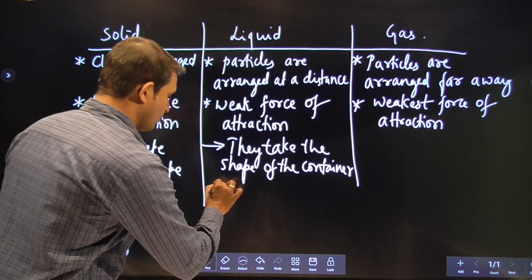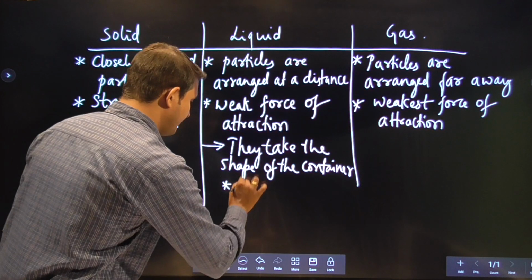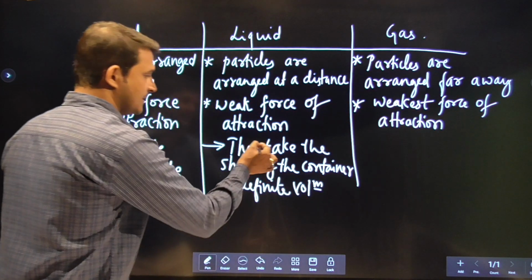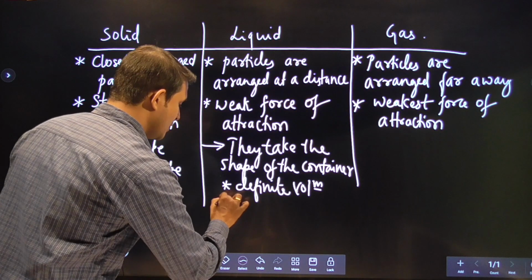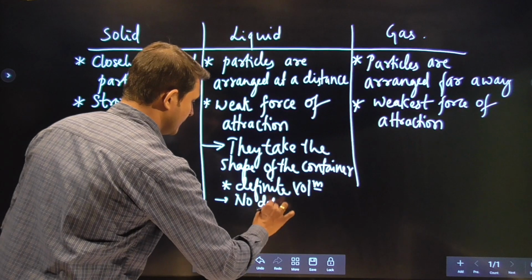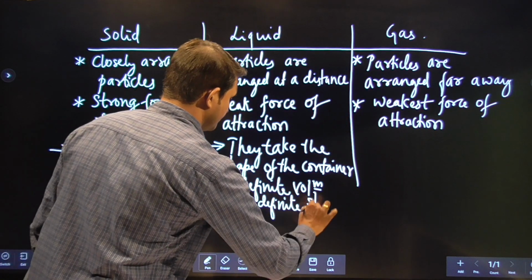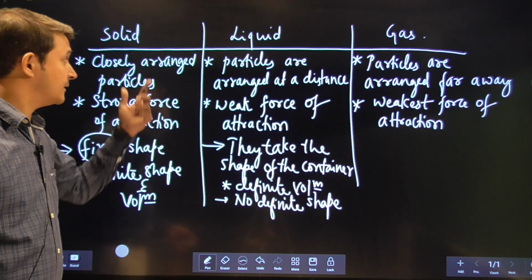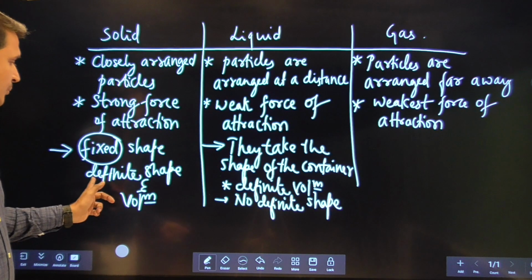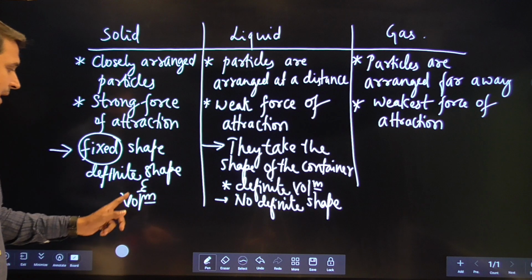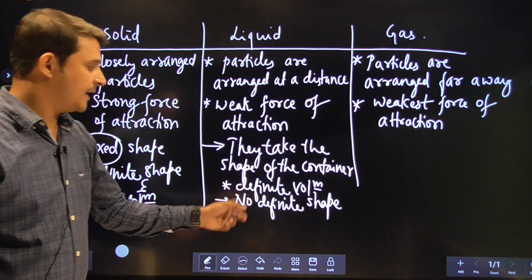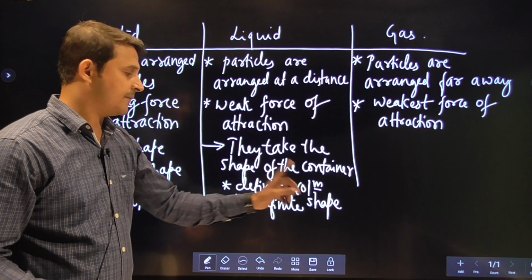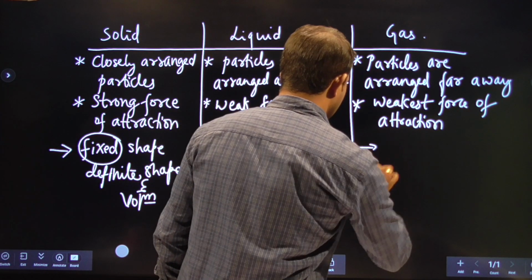Okay, but what do they have? They have definite volume. Hence they take the shape of the container, and have no definite shape. So the difference from solids as a state of matter is that solids have both definite shape and volume, but liquids do not have any definite shape, though they do possess definite volume.